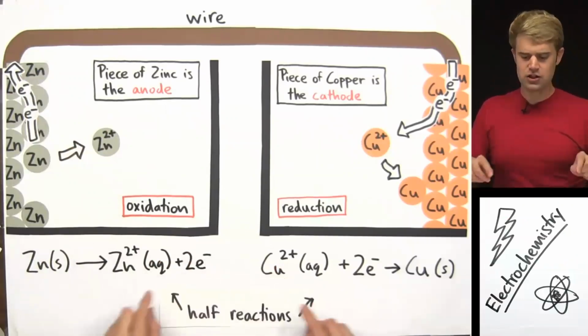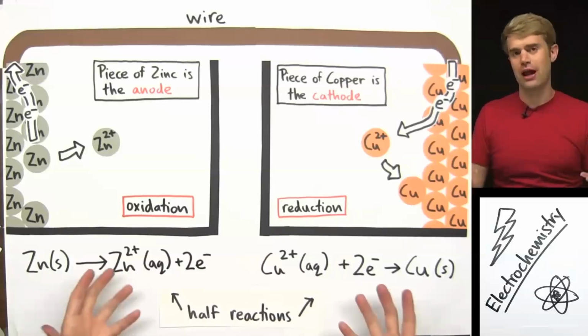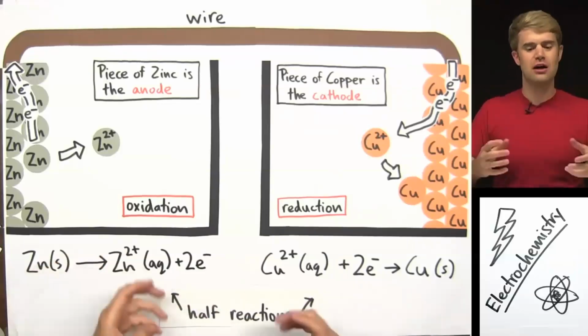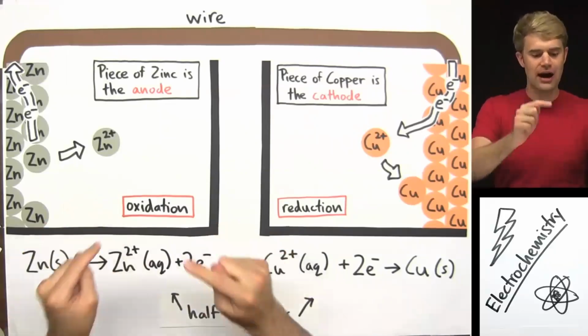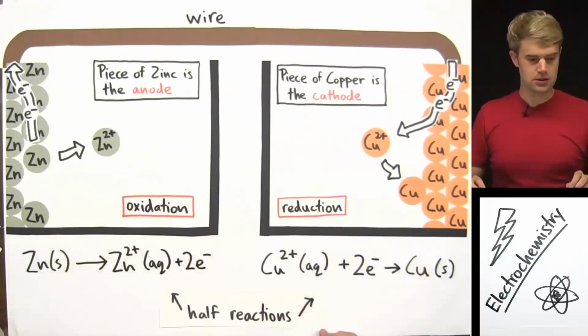Now, these 2 reactions that I wrote, we call them half reactions because each one of them tells half the story of the oxidation reduction process.